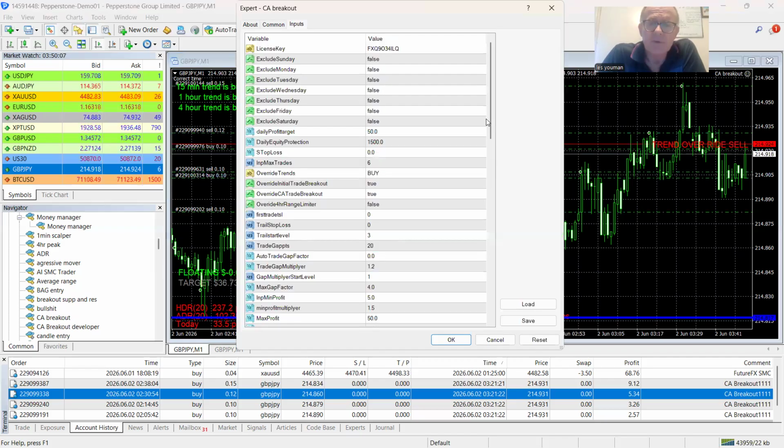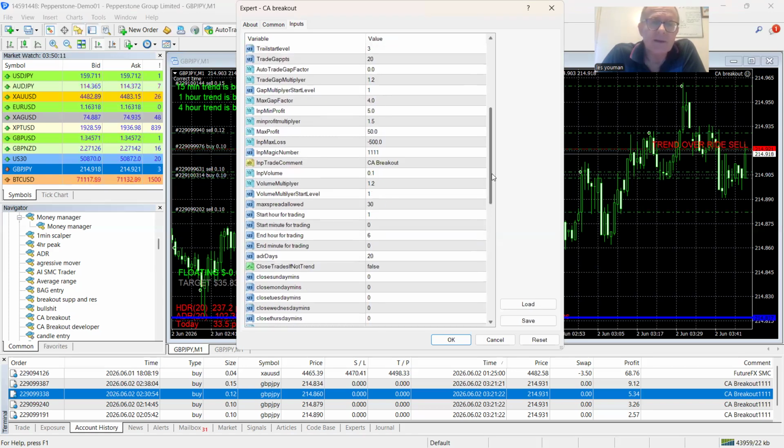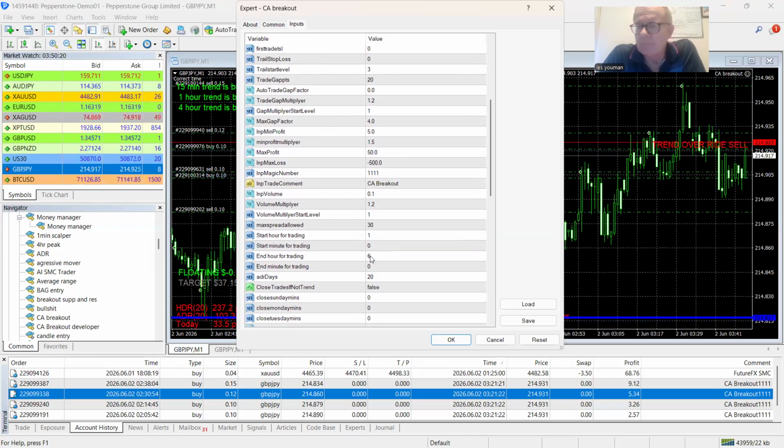The best way to stop it trading is to come down here and set the end hour for trading. Set that at something. If I wanted to stop trading now, I just set this at 4 hours, which means it's going to stop taking out new trades. It would still place cost averaging trades, and it would still manage the trades. But once they were closed out, it would no longer open up any more.